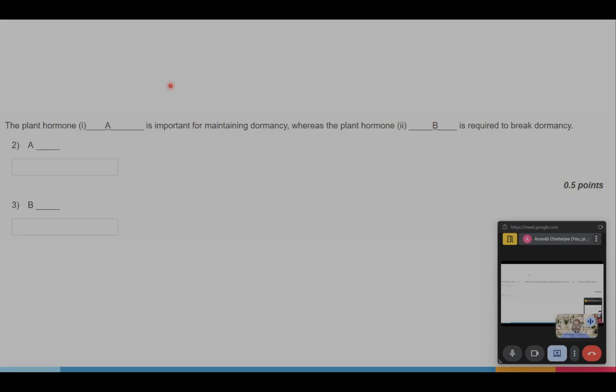So to maintain it in dormancy, there is a particular hormone that is majorly involved in maintaining that dormant period. And then after the plant has figured out that it is in a suitable environment to germinate, there is a second hormone which breaks the dormancy and initiates germination. So we are being asked what the two hormones are, A and B. I will give you a moment to figure this out if you know this.